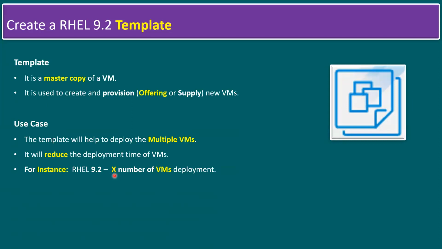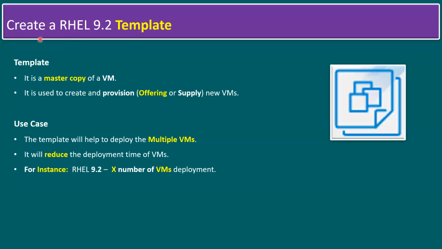So X means any number. This many virtual machines we have to deploy. Let's say 20 VMs we have to deploy. You can use one template, a Red Hat Enterprise Linux 9.2 template, to deploy all your 20 virtual machines. Okay, so that is the main key use case.